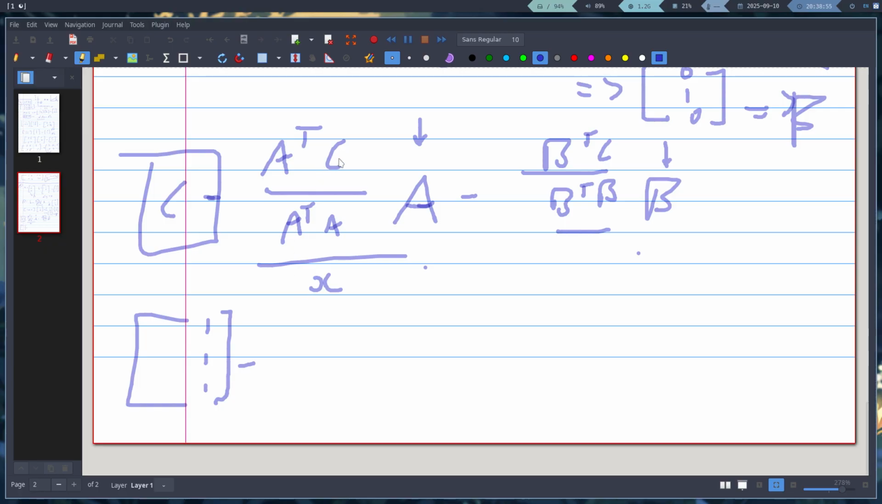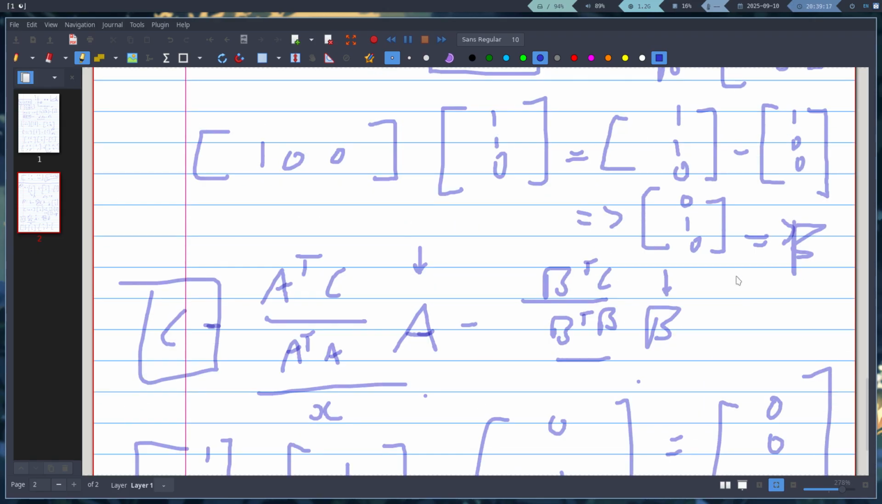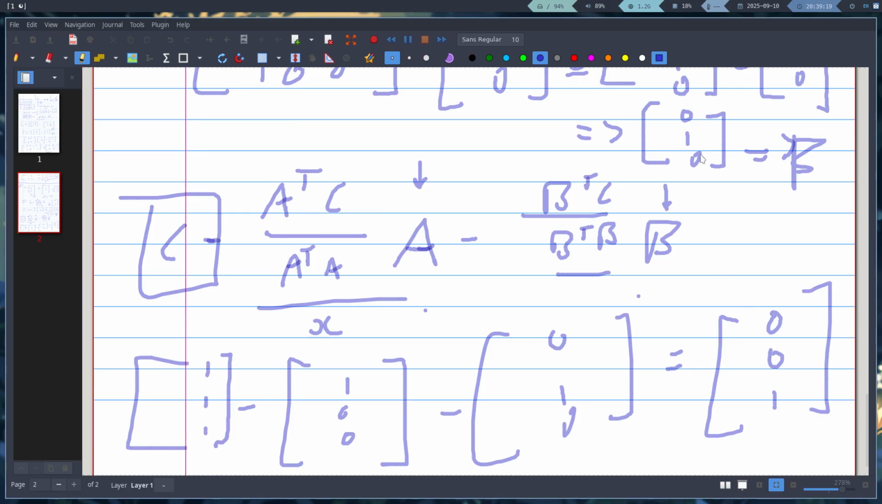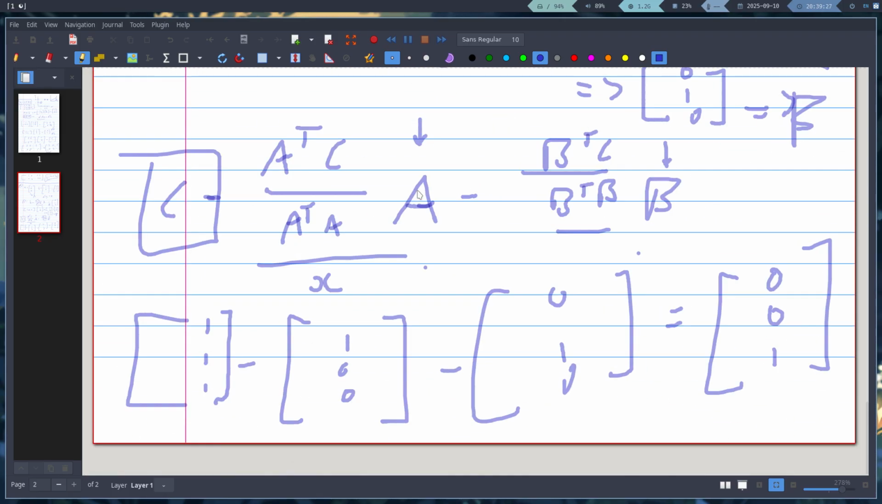But you'll see that A transpose C, A transpose A times A is just going to give you 1, 1, 0. You can do it in your own time. Sorry, 1, 0, 0. And then you do the same thing here, and you're going to get 0, 1, 0, and you'll see that the basis for the third vector is just 0, 0, 1. And then if you look at the three bases, it's 0, 1, 0, 0, 0, 1, and 1, 0, 0. These are the unit vectors, right? So you can obviously see straight away that they are perpendicular to each other.